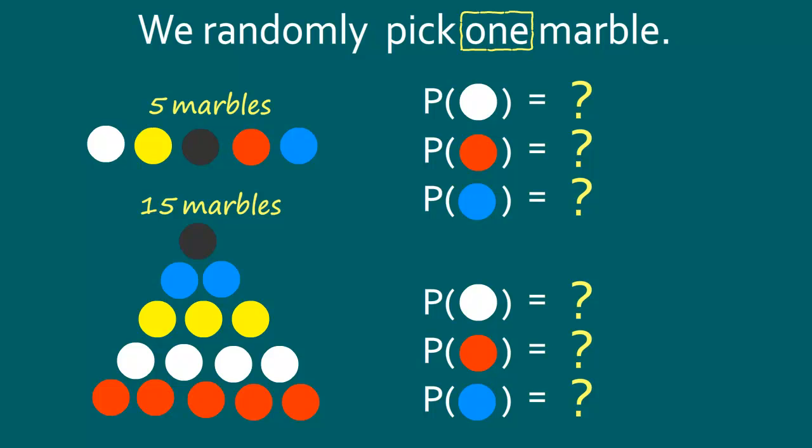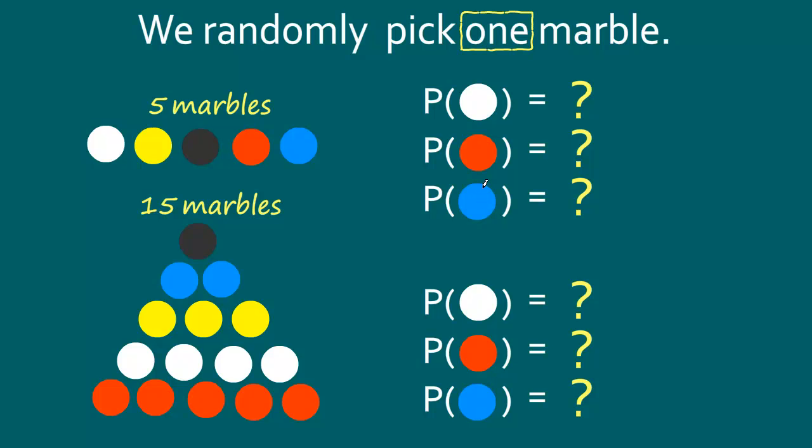Let's take a look at more probability questions. So here we have two questions. The first question has 5 different colored marbles, and we are randomly looking to pick one marble from these 5 marbles. What is the probability that we pick a white marble? What is the probability we pick a red marble? And what is the probability we pick a blue marble?